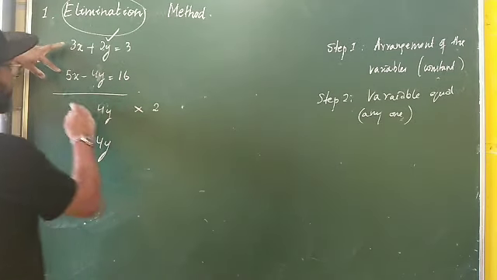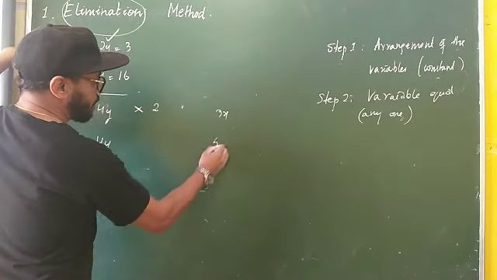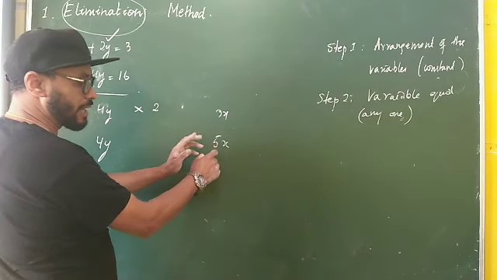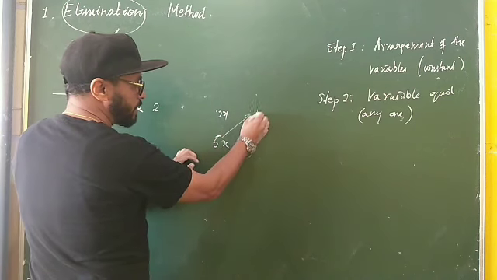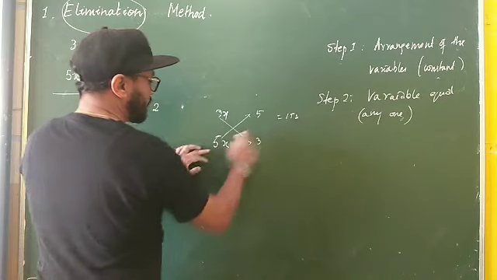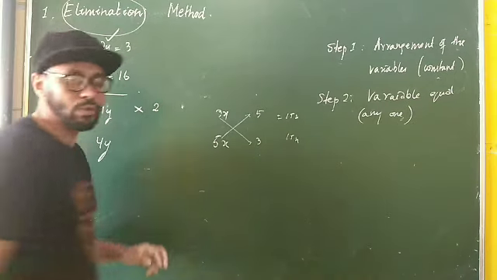For example, you can make x equal also. But how will you make this x equal? Here is 3 and here we have 5. So in this case, you multiply this with 5 and you multiply this with 3. So 5 3s are 15x and 3 5s are 15x. This way we will make it equal.